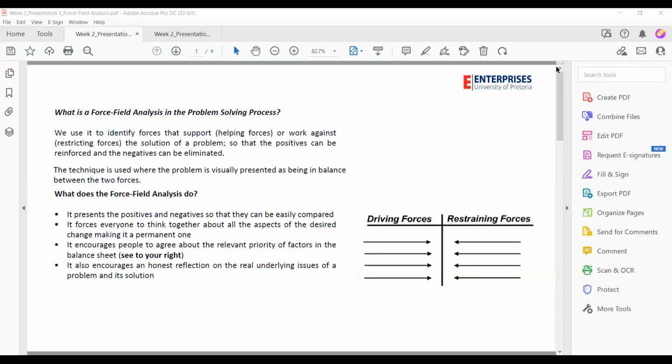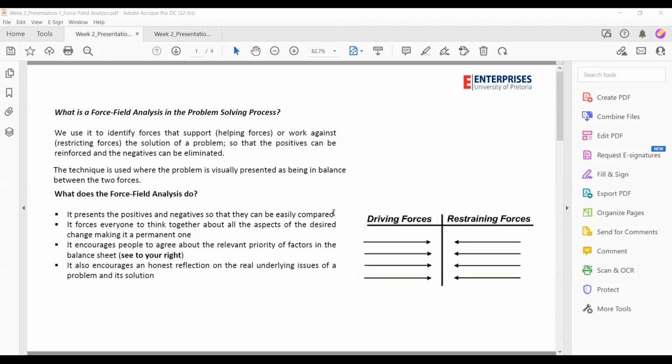Can you now see my screen? Not yet. Oh, there we go. Yeah, I can see your screen. Can everybody see the screen? Please confirm. Yes, yes, we can. Go ahead, Londiwe.